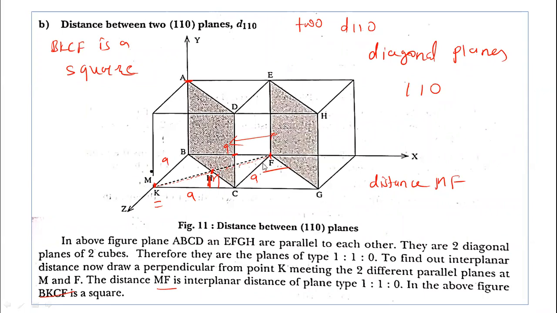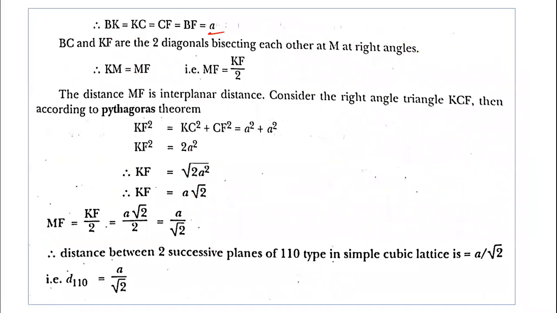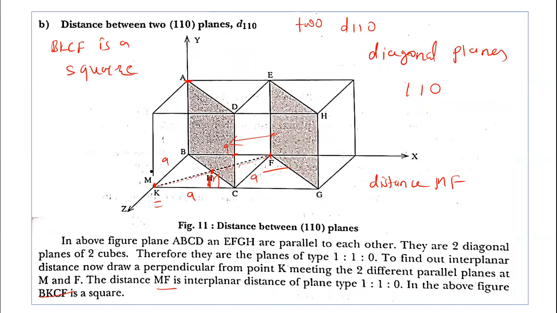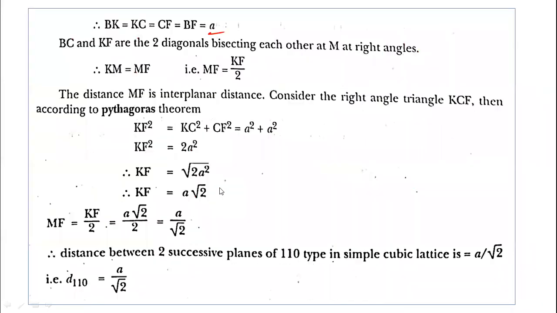Now we know this is A, this is A. So what about this BC? That is the diagonal, so let us find that out. MF is equal to KF upon 2. That is right. And we want to find out this MF here.